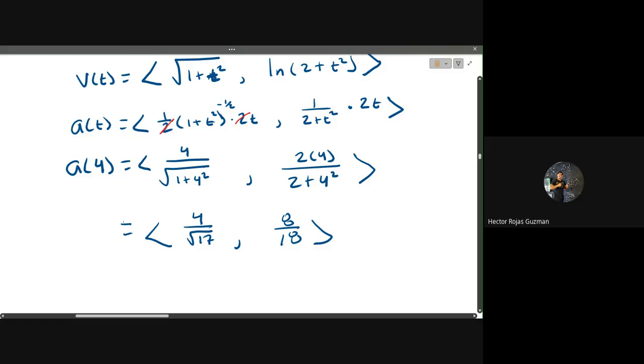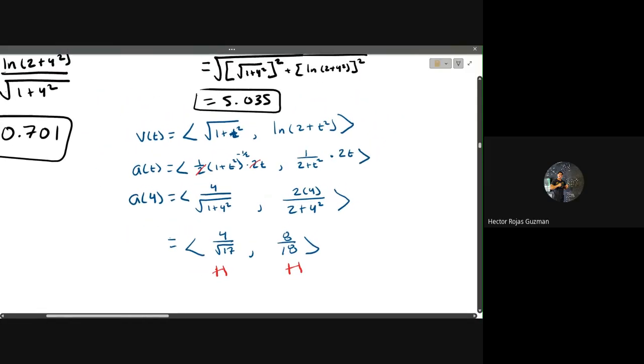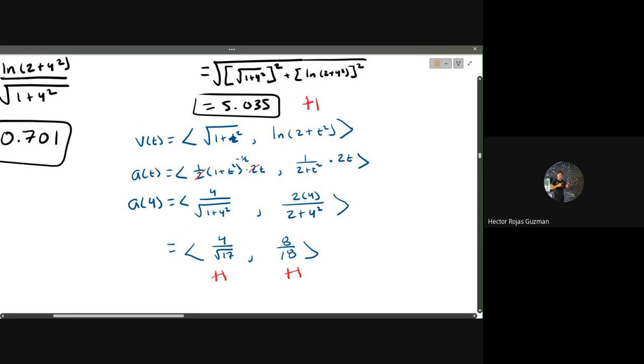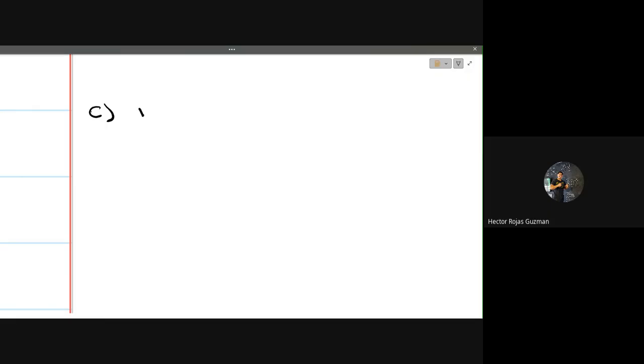There's 3 points in this question. 1 for this component, 1 for the y component, or technically y double prime, and 1 for the speed. Okay. C. Find the y-coordinate of the particle's position at 6. If you want to find the y-coordinate at 6, you've got to get the antiderivative of y prime.